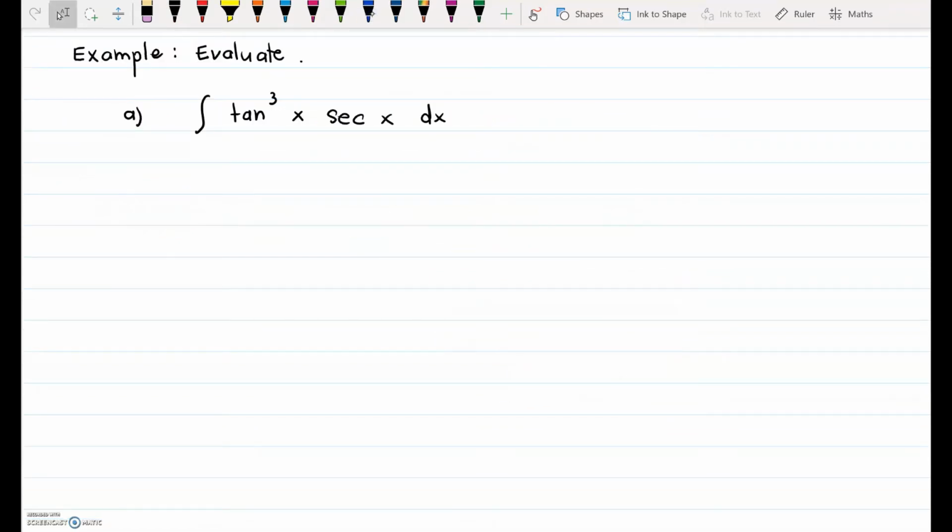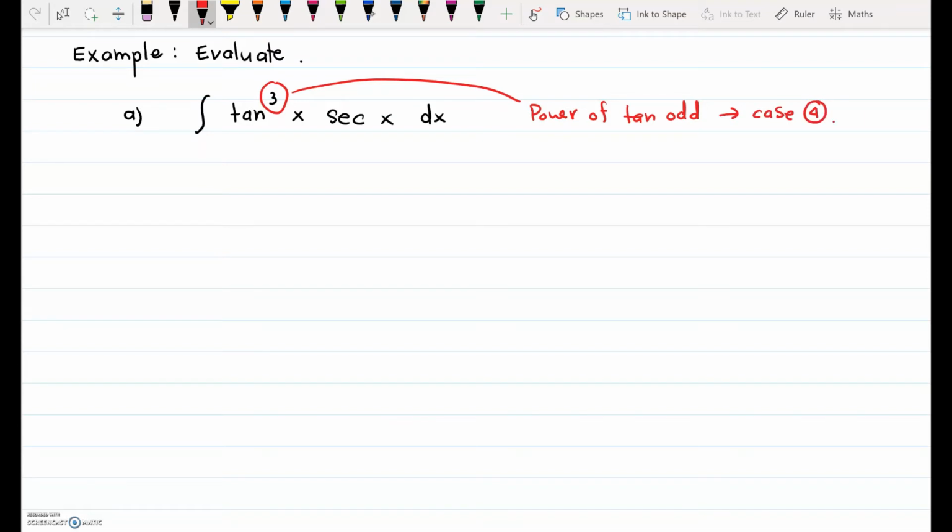Let's proceed with the example. Let's look at the first example. We have here: evaluate the integral of tangent cube x secant x dx. Firstly, we have to identify the power of the trigonometric functions. The trigonometric functions that we have here are tangent and secant, and the power of tangent here is odd. Power of tangent is odd, so it will be case 4.